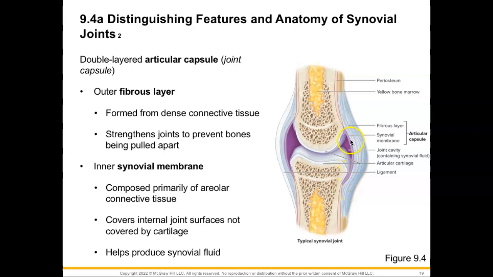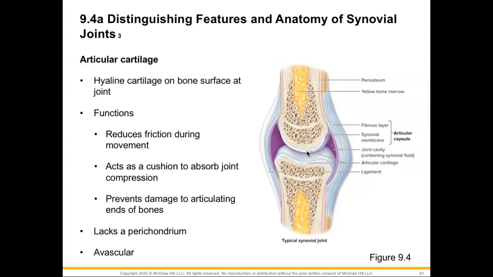If you look on the inside, we have this inner synovial membrane, and this is mostly made up of a loose areolar connective tissue, and it covers the internal portion of the joint. So I always think of it as a little outline on the periphery of our joint cavity. And it is going to be the one to produce synovial fluid. So it just kind of flows on in from that membrane.